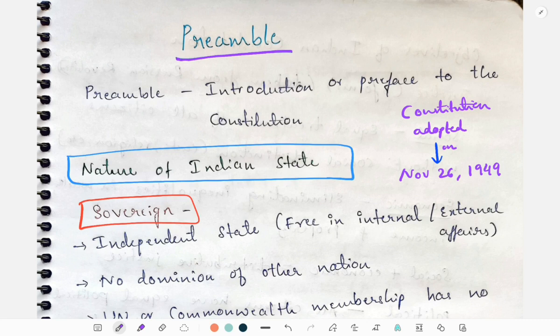Okay, let us start. The Preamble is the introduction or a preface to the Constitution. Our Constitution was adopted on November 26th, 1949, but it came into force on January 26th, 1950. The Preamble is also called the identity card of the Constitution.